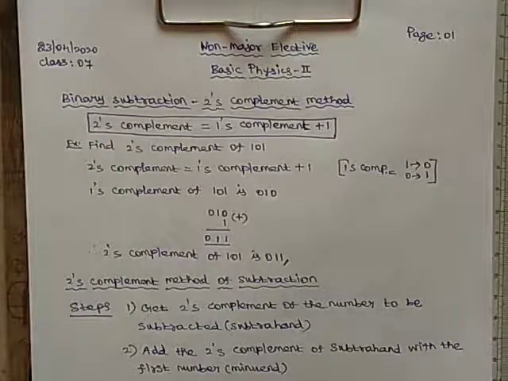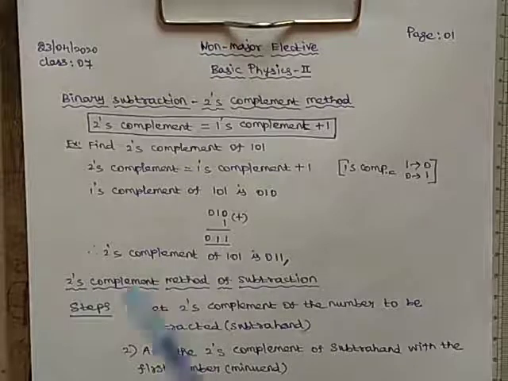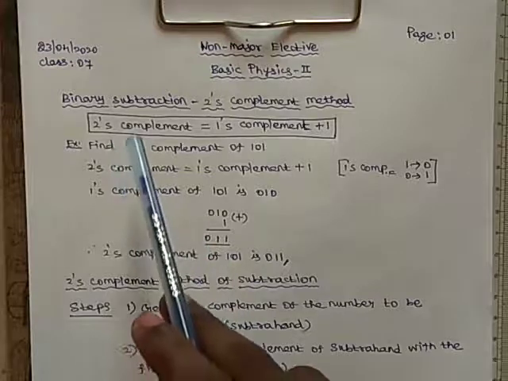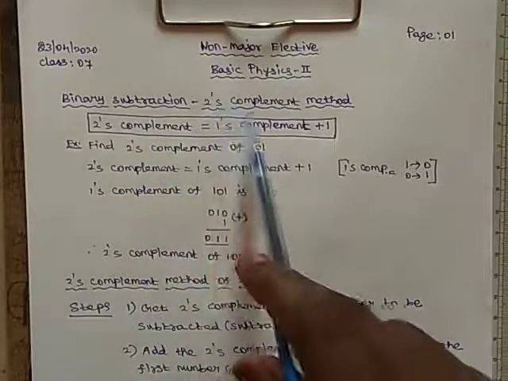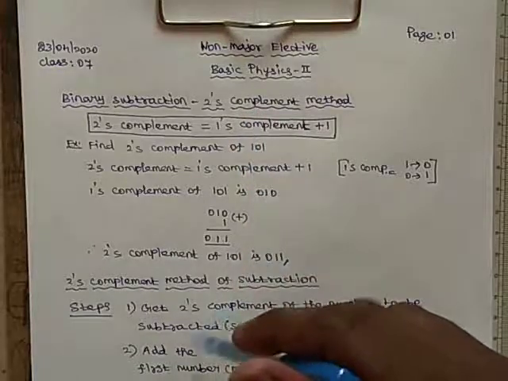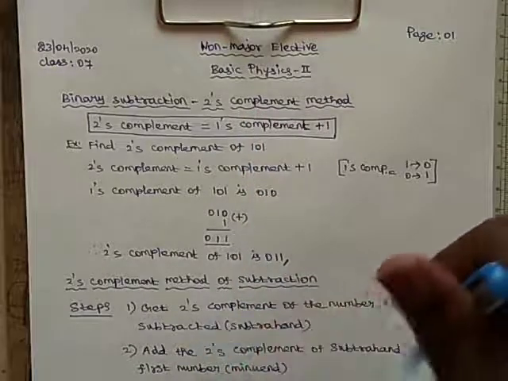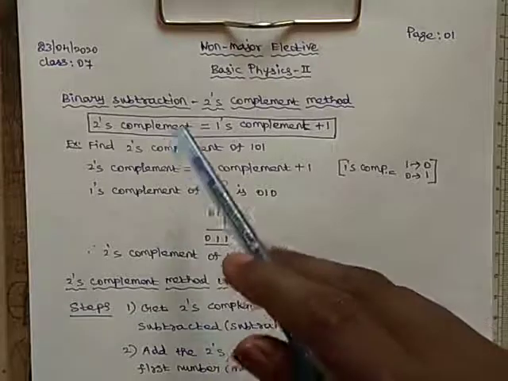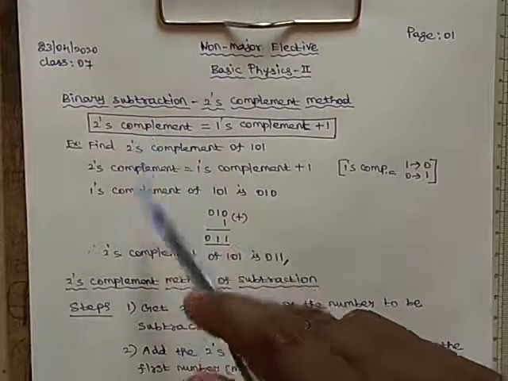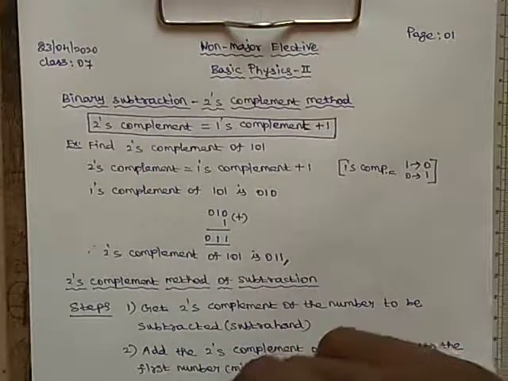In the last video we have seen binary subtraction through the one's complement method. Hope you understand. In this class we are going to see binary subtraction by the two's complement method. As usual, before going into the problem, we have to understand what is two's complement and the steps to be followed.